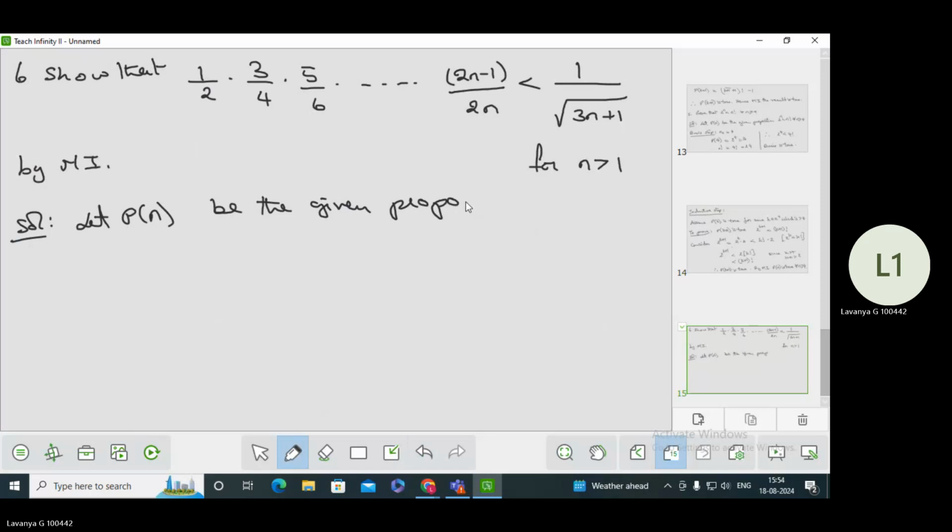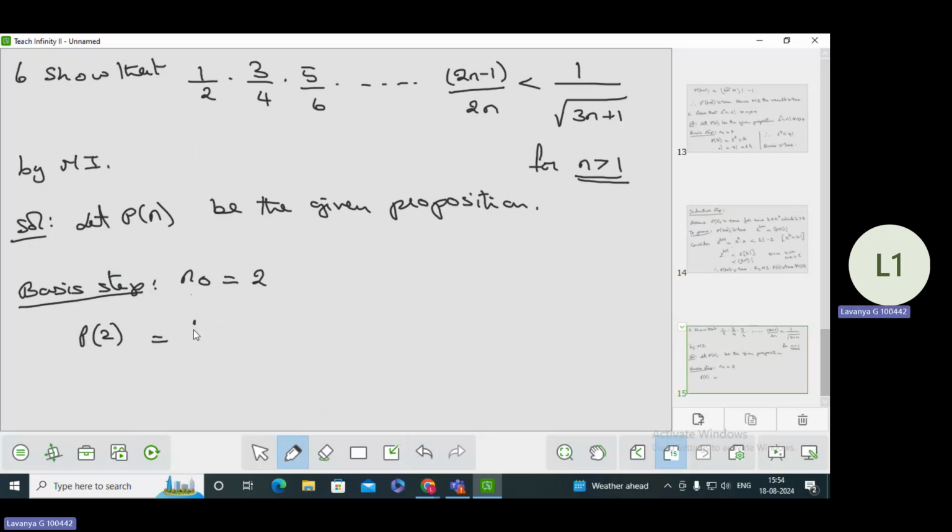Now I have to consider the basis step. Now look, it is given n is strictly greater than 1. So the range is starting from 2. So here n naught will be 2. So the basis step: n naught is equal to 2. So what is my P of 2?